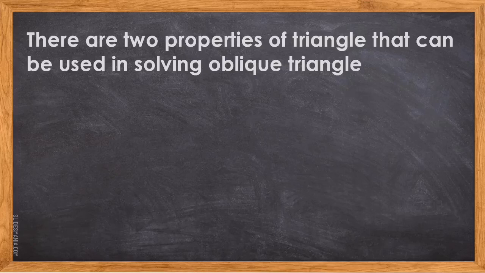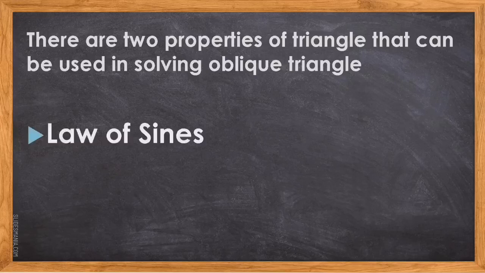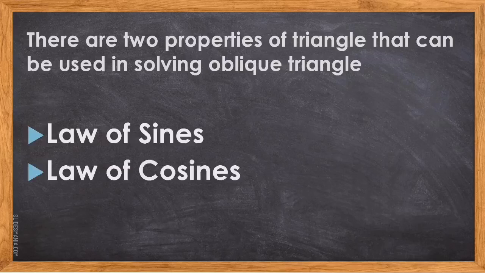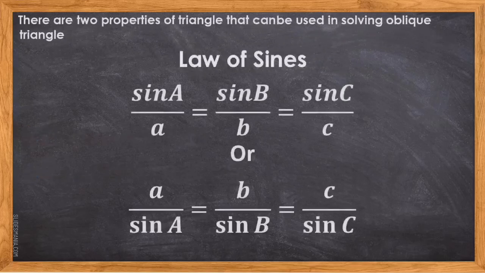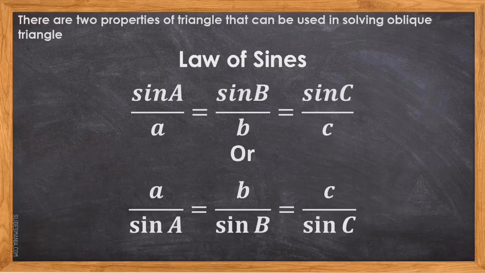So there are two properties of a triangle that can be used in solving oblique triangles. So meron tayong dalawang option na pwede natin gamitin para masolve yung given oblique triangle. So una na dyan ay law of sines and then the law of cosines. So, pwedeng gamitin maalinman dyan sa dalawang iyan. So, meron tayong mga formula sa law of sines and then law of cosines.